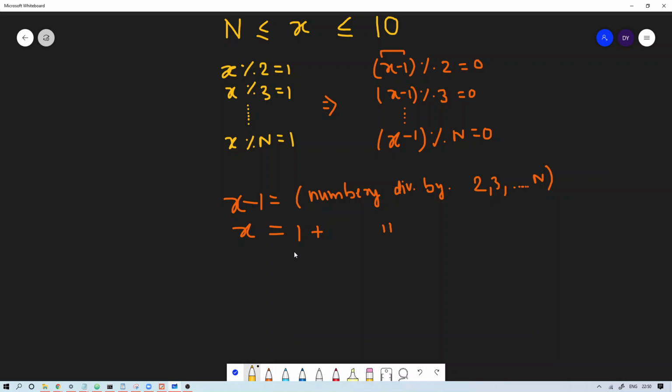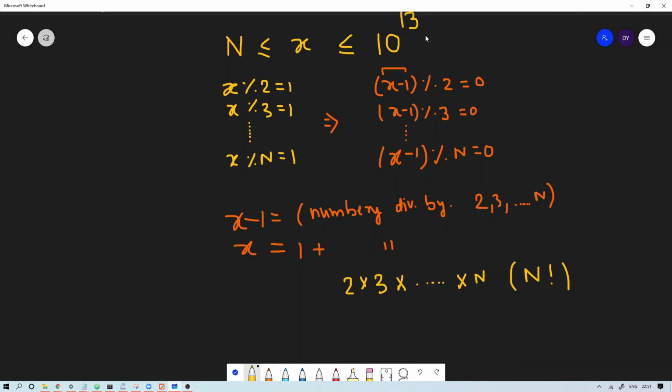So one such number can be the product of all the numbers till n, right? But there can be an issue with this value. n can go at max 30 as per the constraints, and 30 factorial is a very big number which will cross this 10 to the power 13.